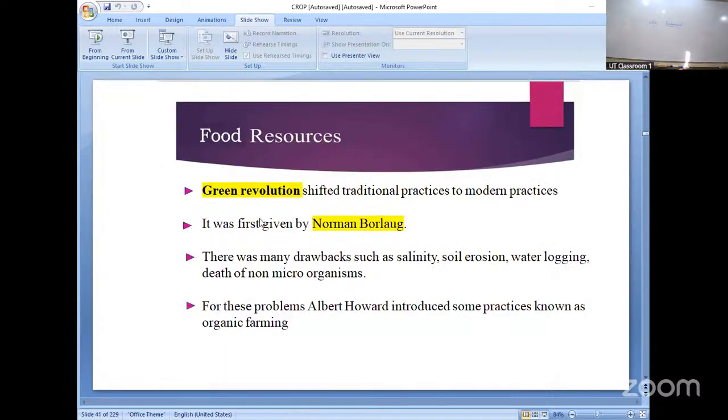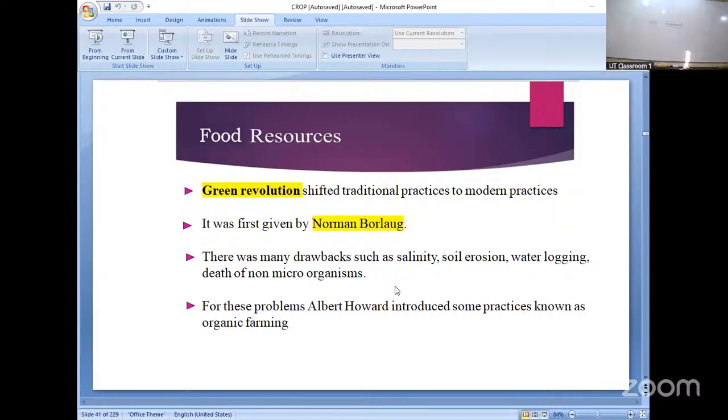And for the Green Revolution, it was first given by Norman Borlaug, and the Indian Green Revolution was given by MS Swaminathan. In the Green Revolution, they shifted from traditional practices to modern practices so that the quality and the quantity of farming and agricultural crops can be increased.